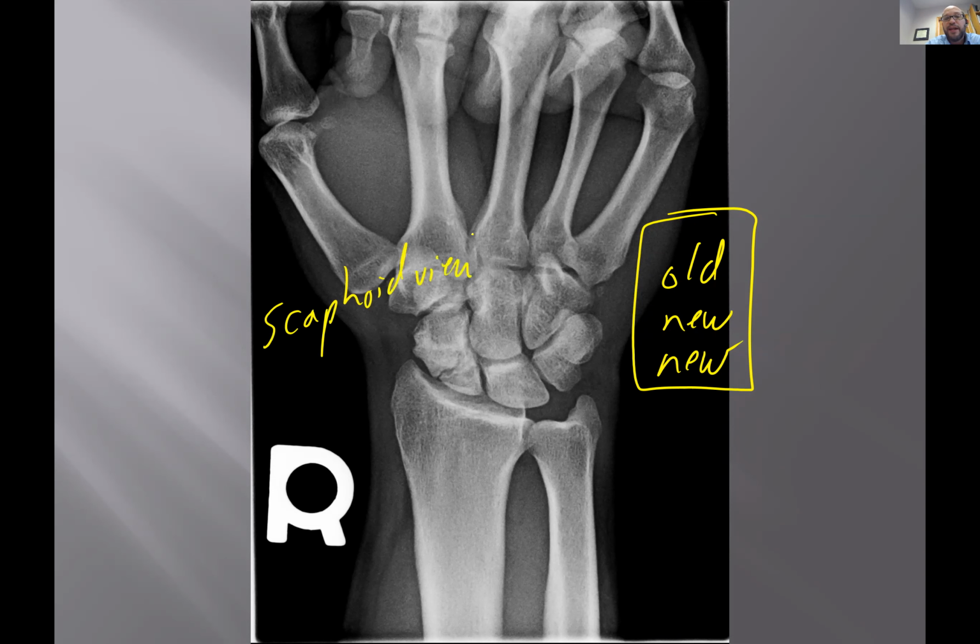Scaphoid view, and that's a P to A wrist with ulnar deviation and 30 degrees of tube angulation towards the elbow. Basically, ulnar deviate, put the central ray right over the scaphoid, but angle the tube towards the elbow. That elongates the scaphoid. I don't think I've missed a scaphoid fracture with that specialized view.